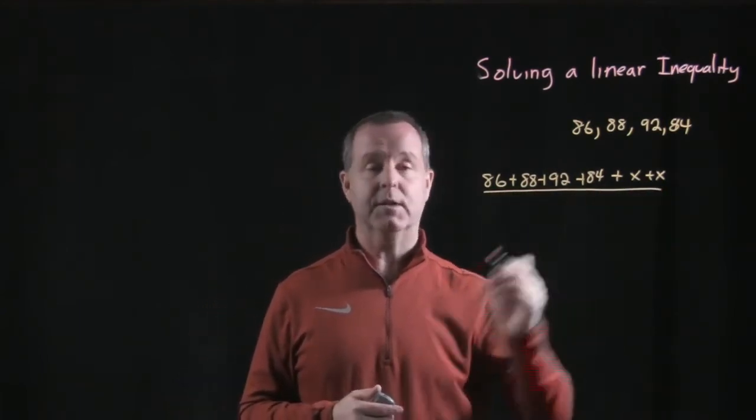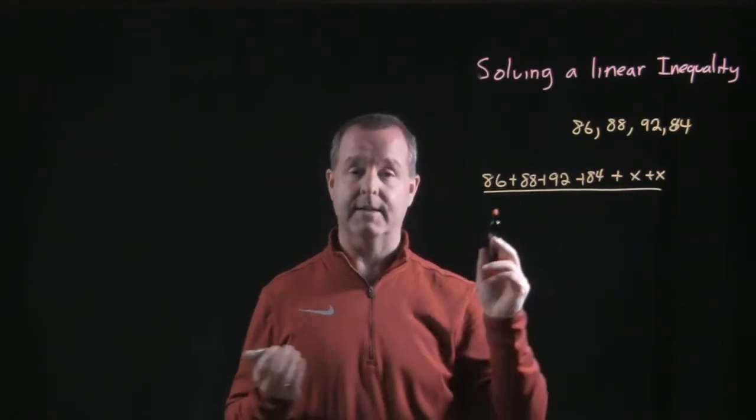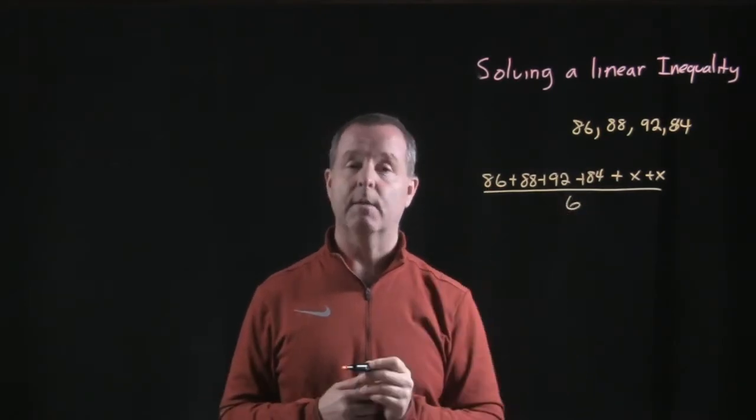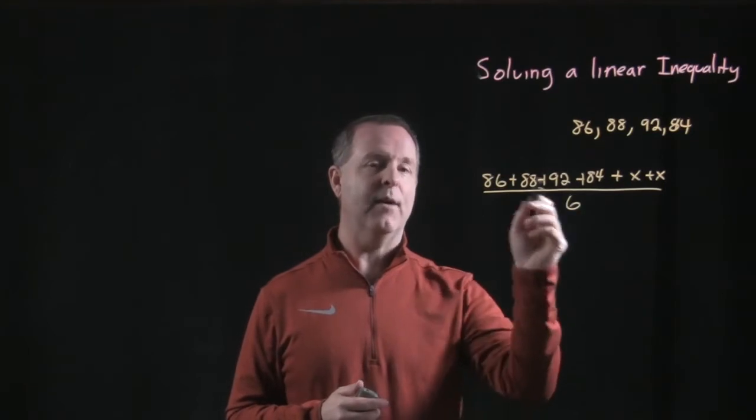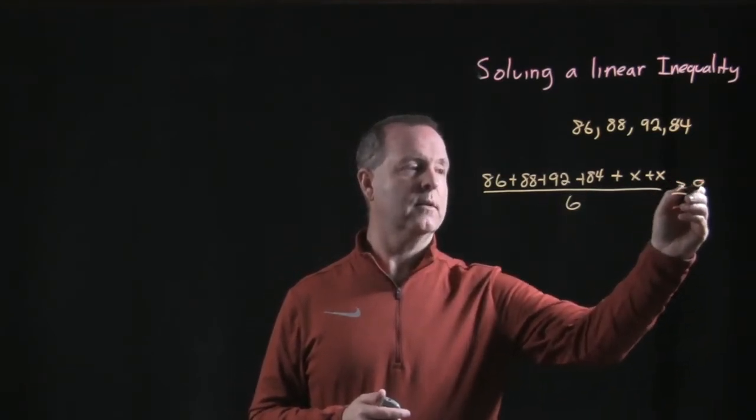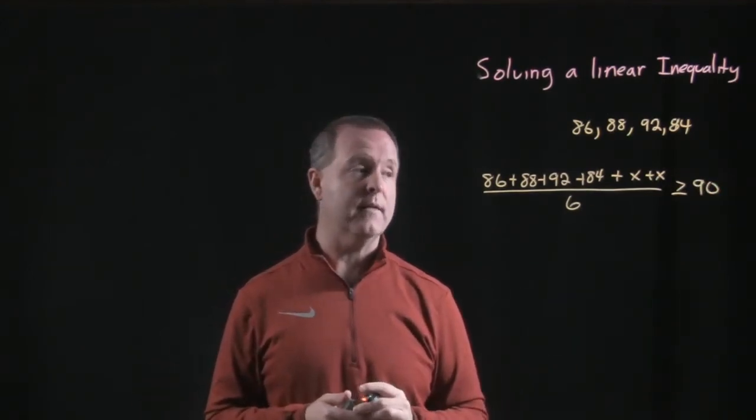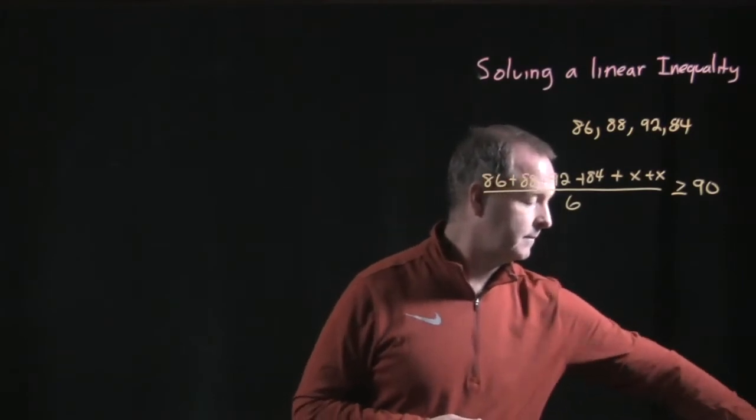Divide that by the total number of exams that we have, and we have 1, 2, 3, 4, 5, 6. That will determine my average. And then I want this average to be greater than or equal to 90. So I have a linear inequality that I can begin to solve.